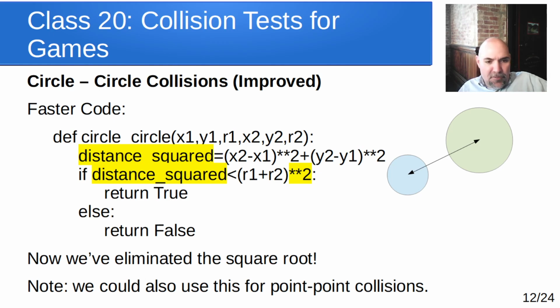And we've eliminated that square root. Notice we could also use this on a point-to-point collision by leaving off the radiuses. The radiuses in that case would be 0.5, but 0.5 plus 0.5 would be 1, and 1 squared is still 1. So if you wanted to use this on a point-by-point basis, you'd pass in the 2 points, calculate the distance squared like we have here.